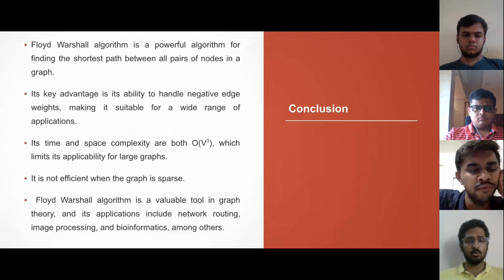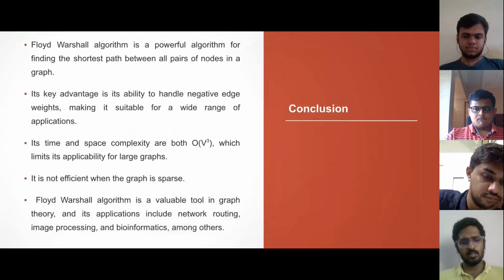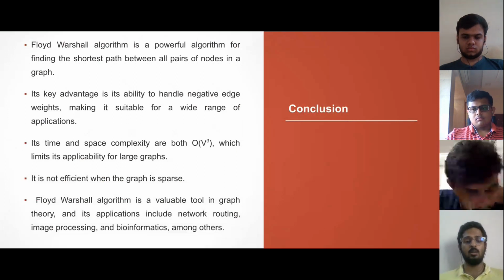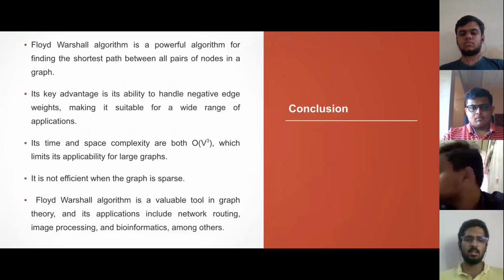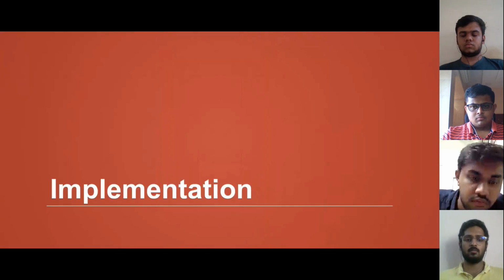Now, due to the time complexity of this algorithm, it is not suitable for large graphs. So this limits its application only to graphs or problems which have a smaller number of edges and vertices. It is not efficient as well when the graph is sparse. And the Floyd-Warshall algorithm is actually a very valuable tool in different areas such as network routing, image processing, bioinformatics, and many others. So now, after getting a gist of the Floyd-Warshall algorithm, let's move on to the implementation, which will be explained by my friend Kritarth.